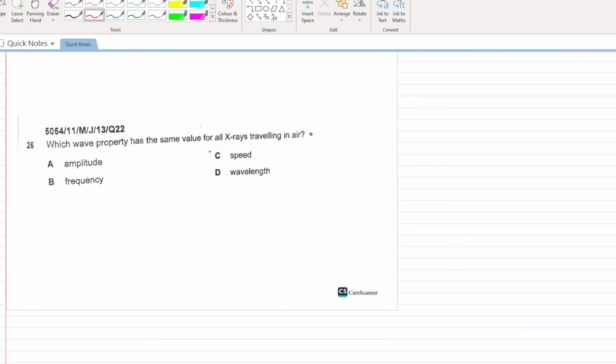Which wave property has the same value for all X-rays traveling in air? Okay. Which property is the same for all X-rays traveling in air? Obviously speed, because the speed of X-rays remains the same at 3 into 10 to the power of 8 m s minus 1. So this is the end of past papers for electromagnetic spectrum. Most of it was just learning things.